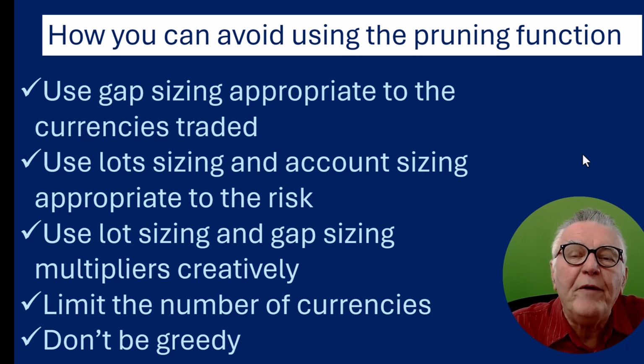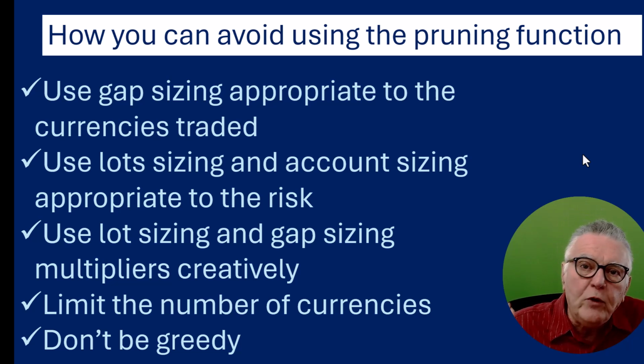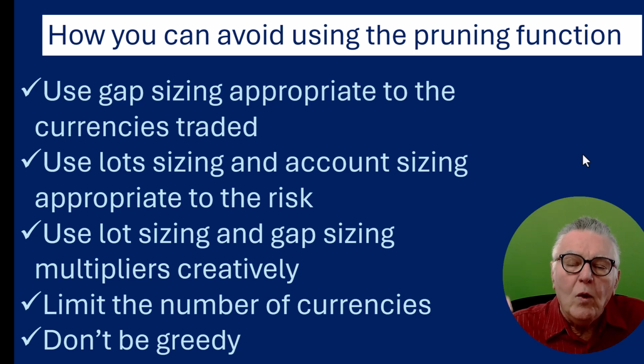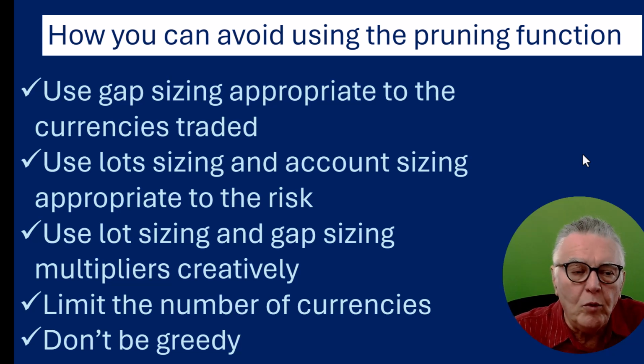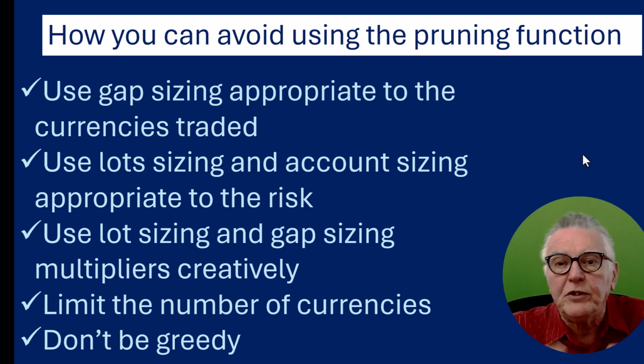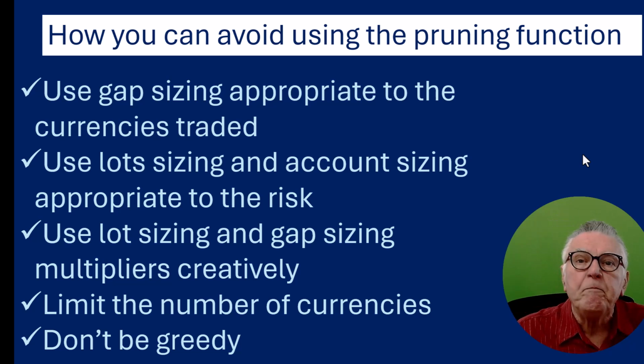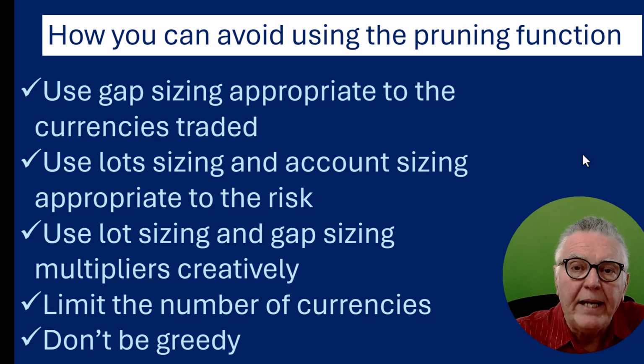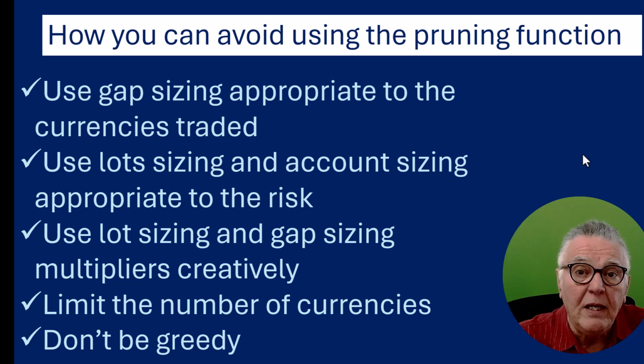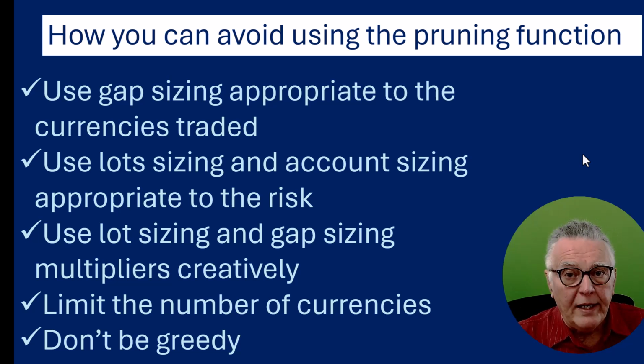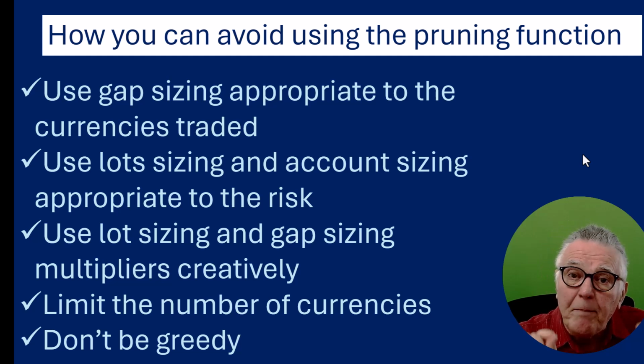Okay, so how do we avoid using the pruning function? We don't want to use that fire hose. We want to just trade normally. First thing is, use gap sizing appropriate to the currencies traded. So if you're trading the pound yen, which is probably the most volatile currency, you would use big gap sizes like 50 maybe, or even 60. So you use big gap sizes for highly volatile currencies and smaller gap sizes for lower volatility currencies. So that's very important. That's number 1 point.